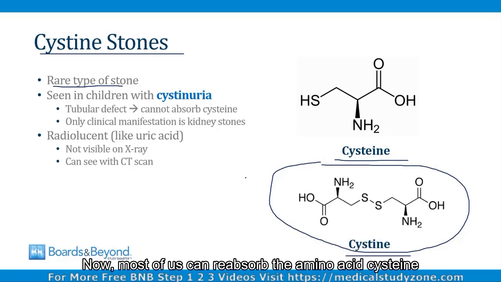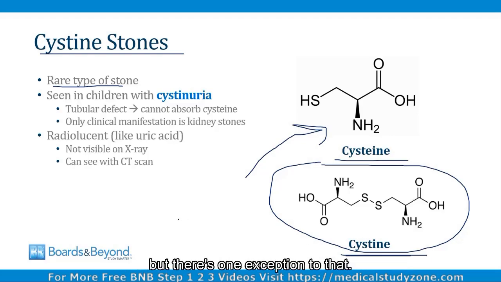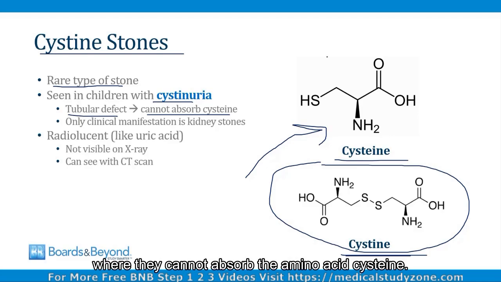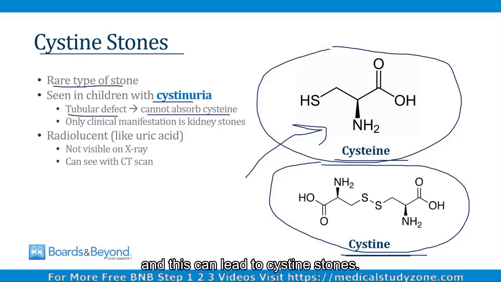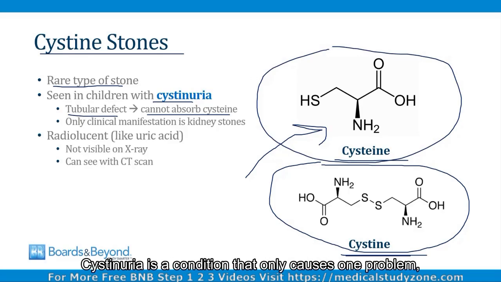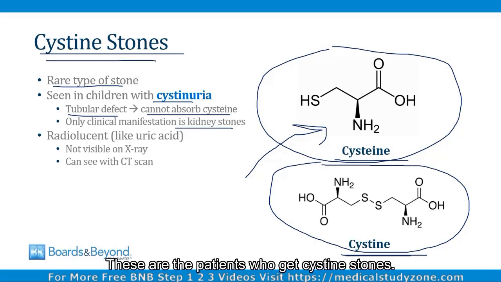Now, most of us can reabsorb the amino acid cysteine, so we don't get high levels of cysteine in the urine, but there's one exception to that. Some children are born with a rare condition called cystinuria. This is a tubular defect where they cannot absorb the amino acid cysteine, so high levels of cysteine accumulate in the urine, and this can lead to cystine stones. Cystinuria is a condition that only causes one problem, and that's kidney stones. These are the patients who get cystine stones.